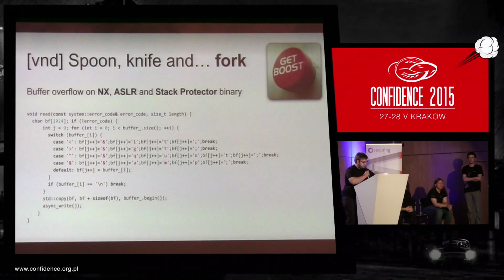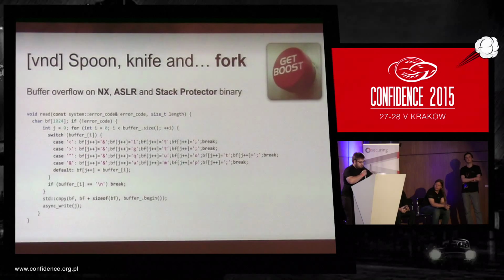So hi, a few words about spoon, knife, and fork. It was a pwning challenge worth 200 points. And as you can see from this code, it's a simple stack buffer overflow, with the exception that it worked on a machine with NX bytes, ASLR, and a stack protector. So it was a little bit harder.